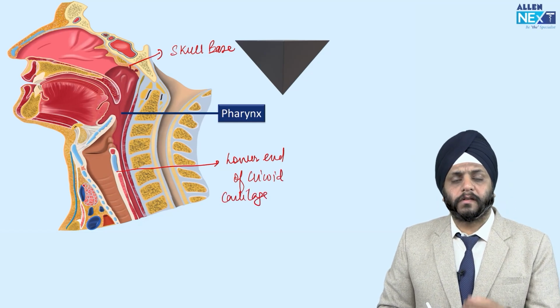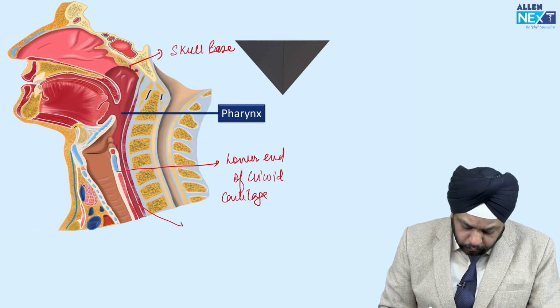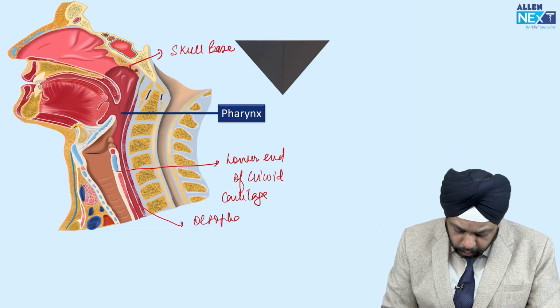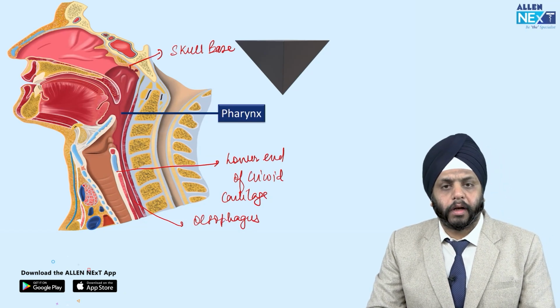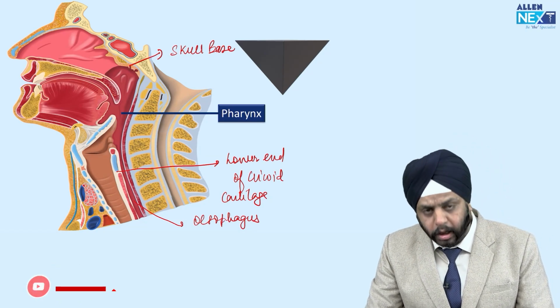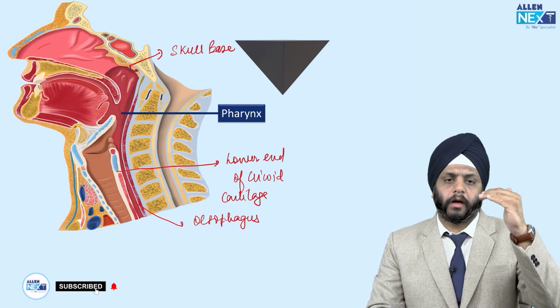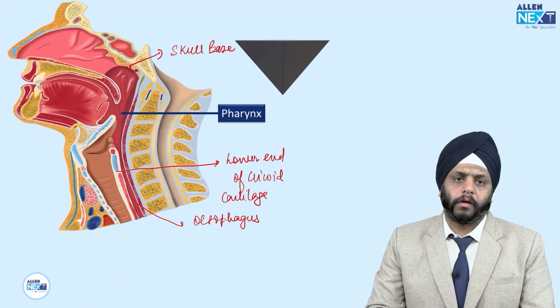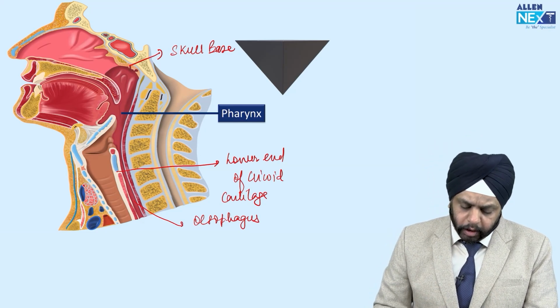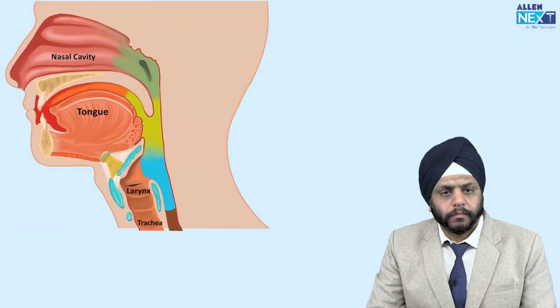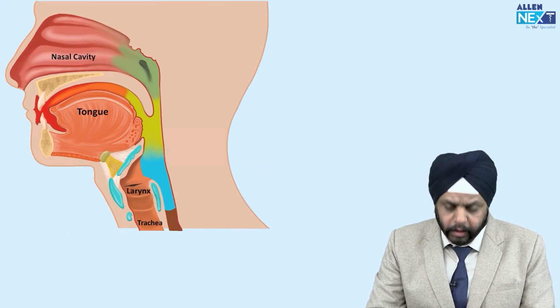Okay, what starts just below the lower end of cricoid cartilage? We have over here the esophagus. Right? So the esophagus starts over here at the lower end of cricoid cartilage. All right. So from the skull base to the esophagus, we have this pharynx. It's like an inverted cone. Right? Okay. Let's look in this diagram.